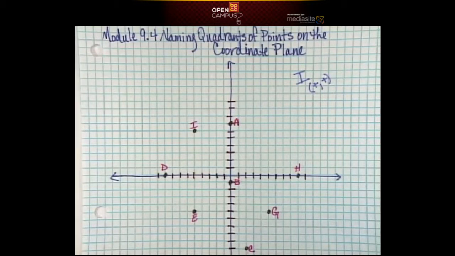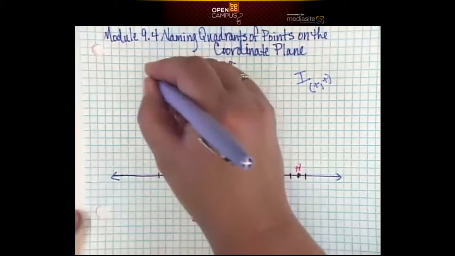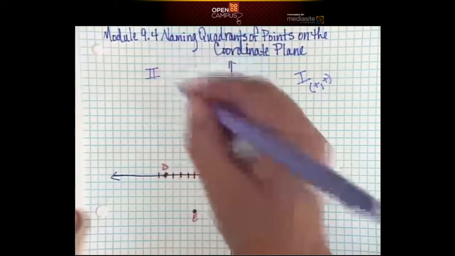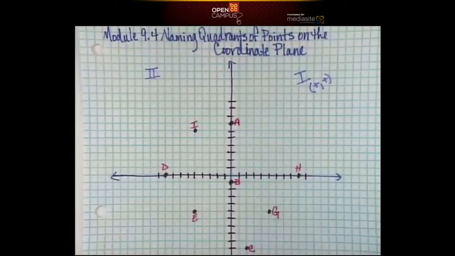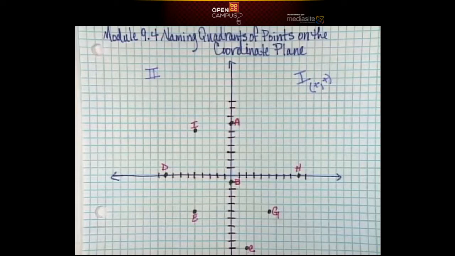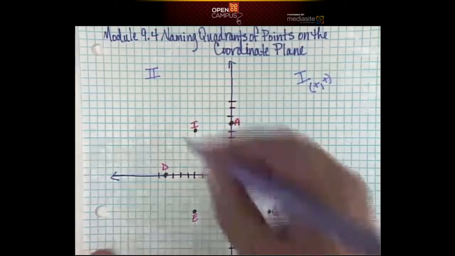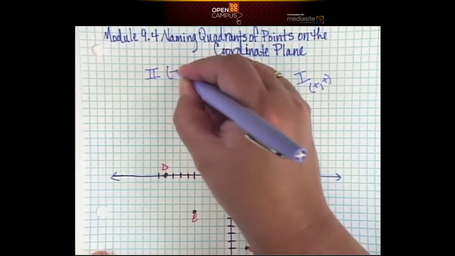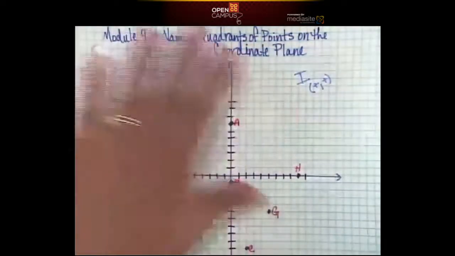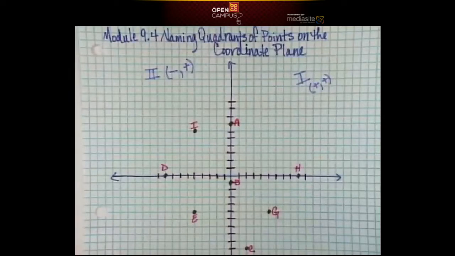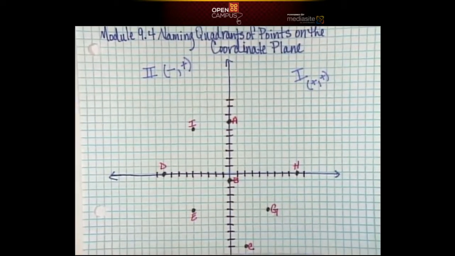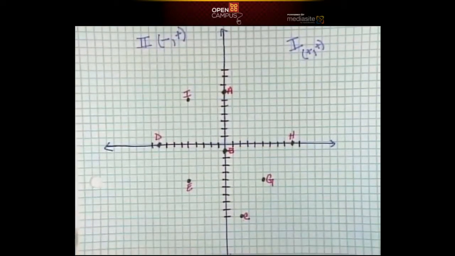In quadrant 2, it's a little bit different. So let's name it quadrant 2. See, I'm going to the left. I'm going counterclockwise. In quadrant 2, if I'm on the left side of the number line, then my x value is negative. But if I'm up here, then my y value is positive.